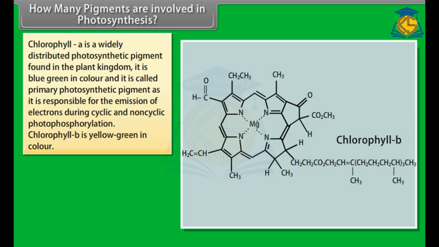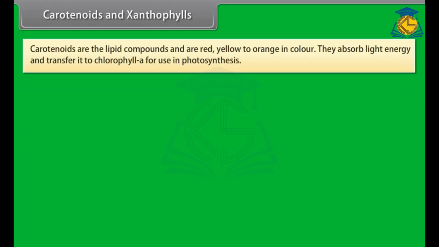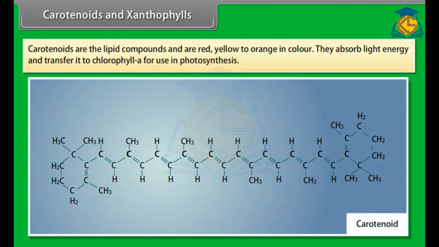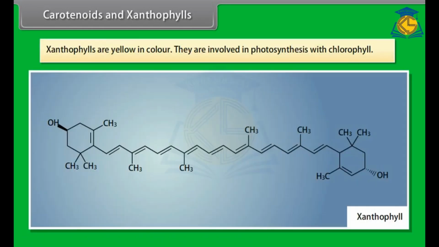Chlorophyll B is yellow-green in color. It transfers the energy absorbed by it to chlorophyll A. Therefore, it is called an accessory pigment. Carotenoids and xanthophylls. Carotenoids are lipid compounds and are red, yellow to orange in color. They absorb light energy and transfer it to chlorophyll A for use in photosynthesis. They also protect the chlorophyll molecule from photooxidation. Xanthophylls are yellow in color. They are involved in photosynthesis with chlorophyll.